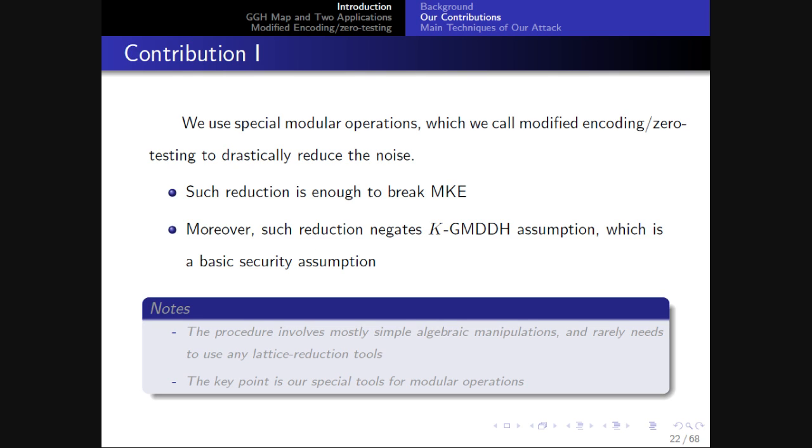Now, our contributions. Contribution 1, we use special modular operations, which we call modified encoding zero testing, to dramatically reduce the noise. Such reduction is enough to break MKE. Moreover, such reduction negates KGMDDH assumption, which is a basic security assumption. Notes: the procedure involves mostly simple algebraic manipulations and rarely needs to use any lattice reduction tools. The key point is our special tools for modular operations.